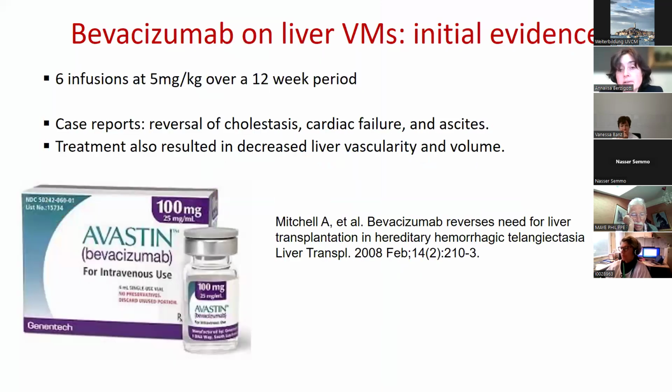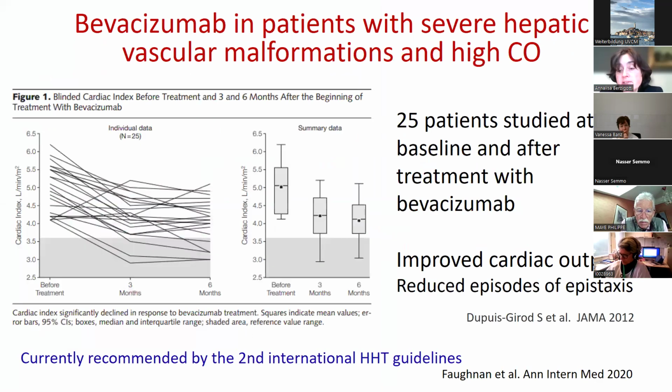And additionally, there is some data in patients with large liver vascular malformations, so grade 3 or 4 according to Buscarini. And there is even some evidence showing that you can spare liver transplantation. And due to this, some authors and friends in the reference center for HHT tried in larger cohorts, and you can see here that if you apply bevacizumab for a sufficient amount of time, there is in a decent number of patients an improved cardiac output with reduced episodes of epistaxis.